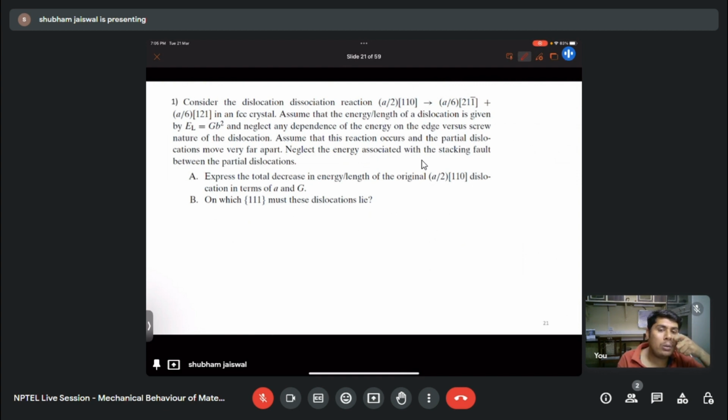And they are asking us to express the total decrease in energy per unit length of the original dislocation. So how much the total decrease in energy has taken place after this dislocation is dissociated into two separate dislocations, a/2 [110], and that too in terms of a and G. And the second part of the question is: on which {111} plane must this dislocation lie? So on which 111 plane should this dislocation lie? So please try to answer it, guys.